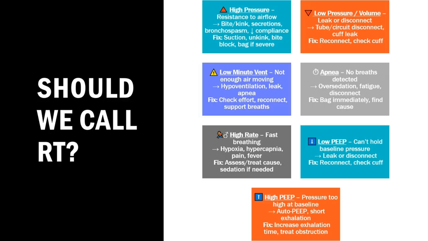But especially in sick patients on a transport, if you start getting a high rate alarm, make sure your propofol hasn't run dry and your patient's probably hurting. So go ahead and get them some fentanyl or something like that. Low PEEP is exactly that. The PEEP is so low, it just can't hold the baseline pressure. With that, like we said, you worry about losing all of the recruitment that you've gathered, and it can end up decreasing your O2 sat.